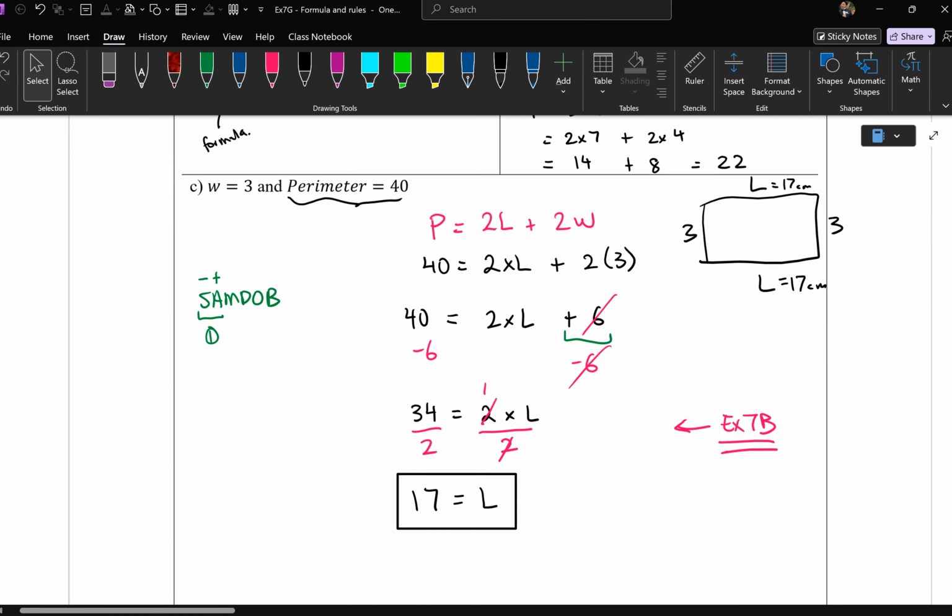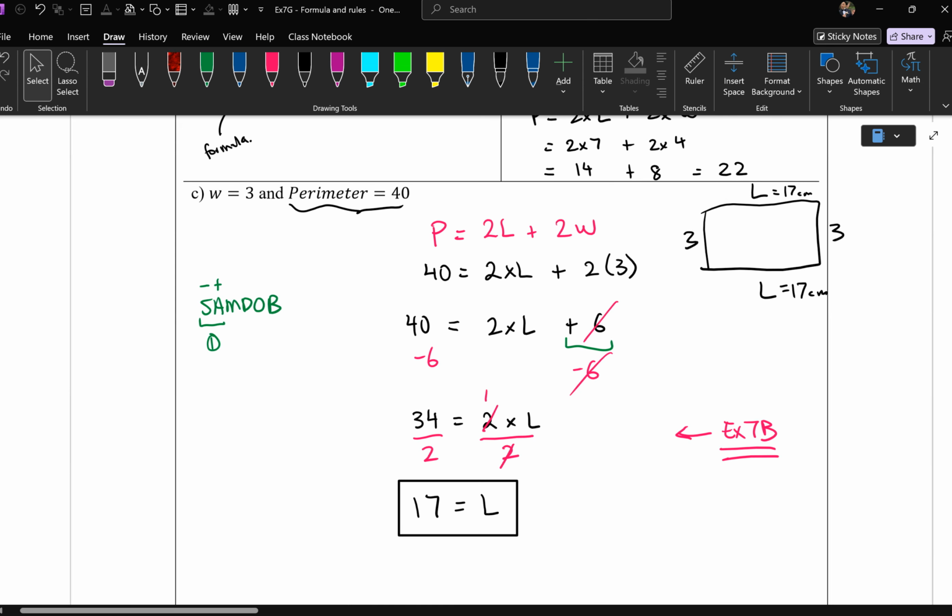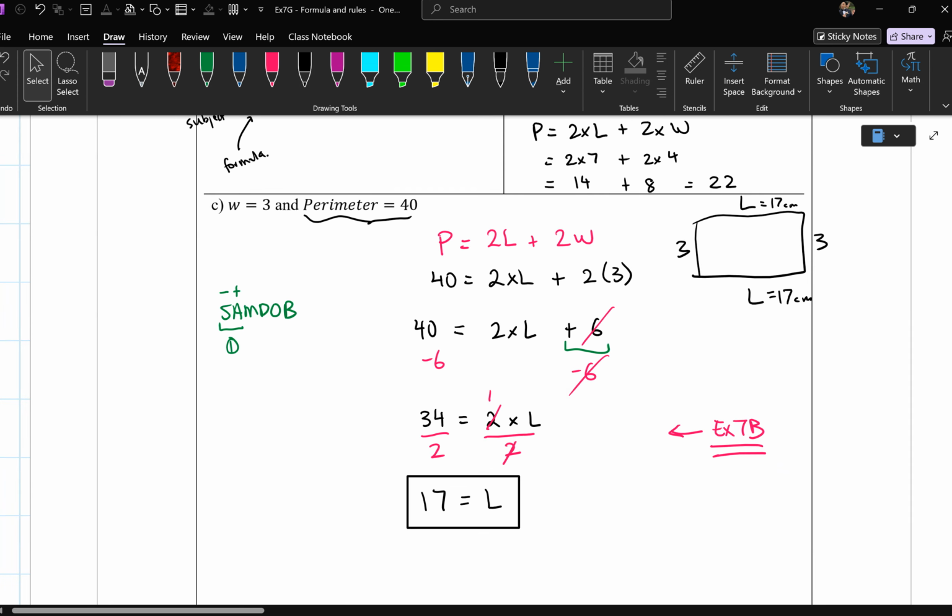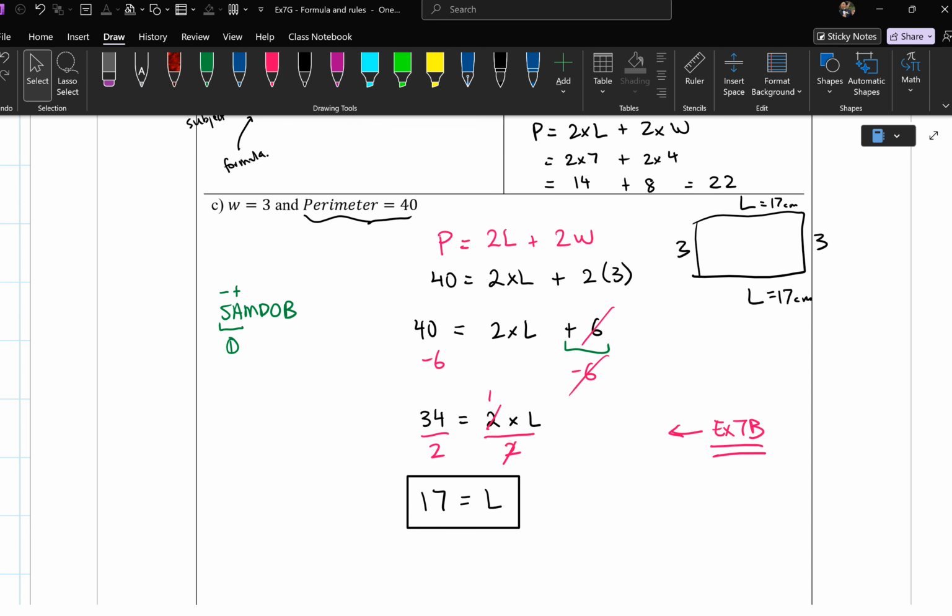Well done. That's it for today. That is exercise 7G. Please work on exercise 7B, C, D, E.